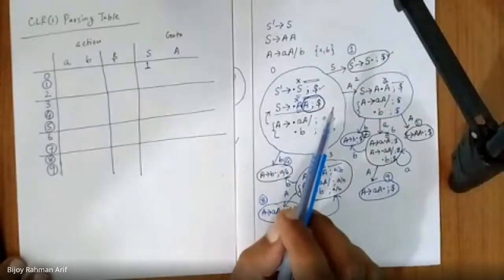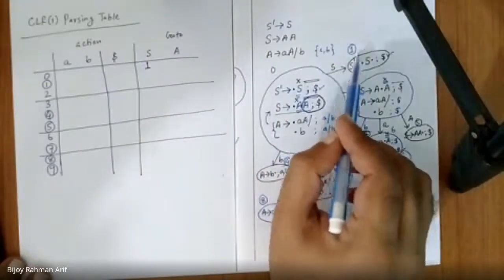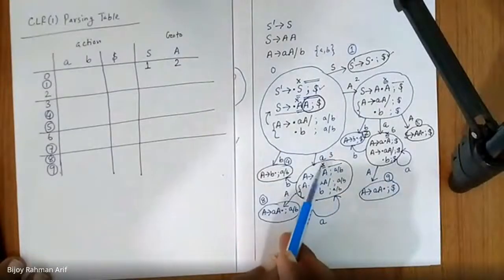Now, state 0 seeing capital S, where should I go? State 2. State 0 seeing capital A, where should I go? State 1. State 0 seeing small a, where should I go? State 3.